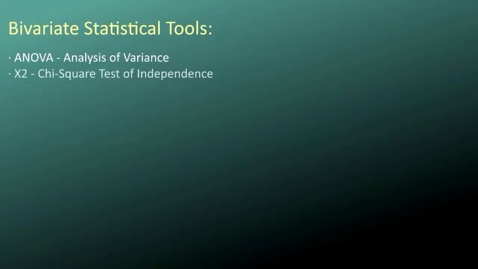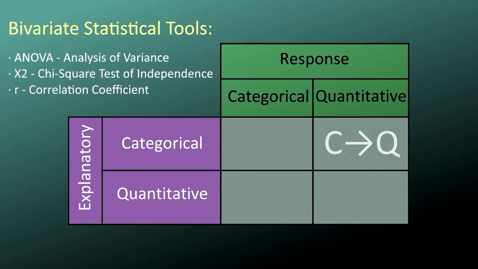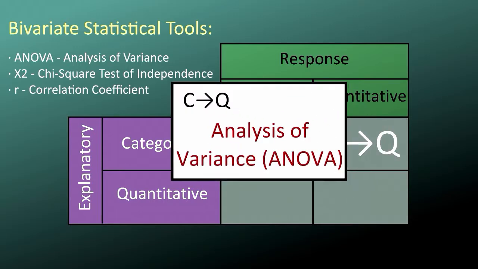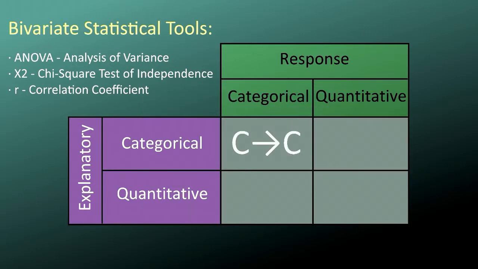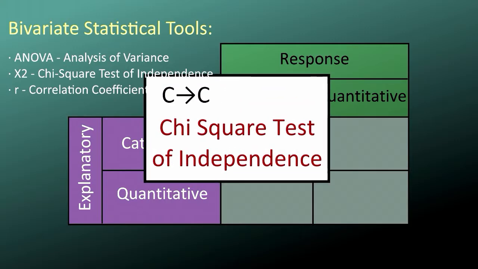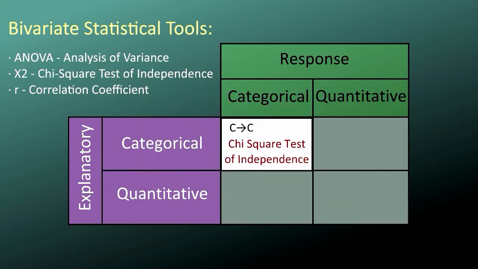These are some bivariate statistical tools and the situations in which you use them. The term bivariate here refers to two variables, explanatory and response. If you have a categorical explanatory variable and a quantitative response variable, you would use an analysis of variance, ANOVA, as your inferential test. If you have a categorical explanatory variable and your response variable is also categorical, you would use the chi-square test of independence as your inferential test.